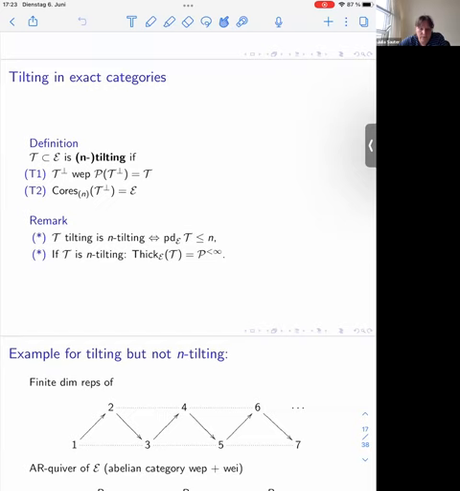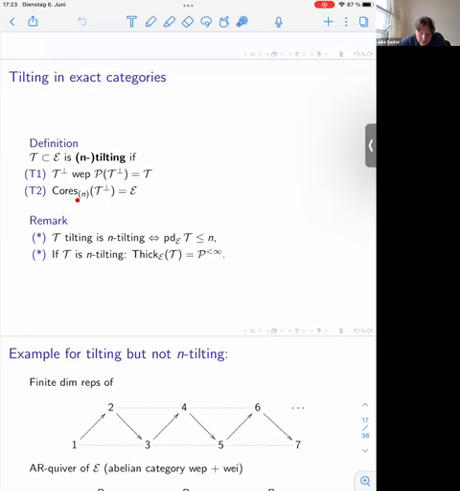We define a subcategory T in E to be n-tilting or tilting if the perpendicular category has enough projectives and the projectives are given by T itself. So this is just a short way of writing this. The perpendicular category is always extension closed, and it has to have these extra properties. And so sometimes I want this n and sometimes I don't want the n.